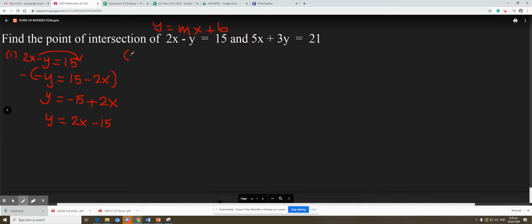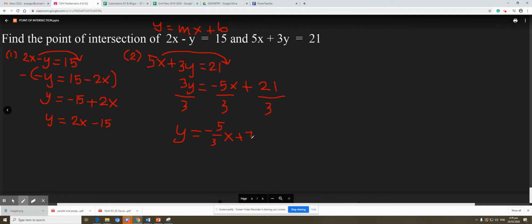Next step is we make the other equation into the same form, y equals mx plus b. So we have 5x plus 3y equals 21. So transpose 5x. So you'll have 3y equals negative 5x plus 21. Isolate y. So divide all of the terms by 3. By that, you will have y equals negative 5 over 3x plus 7.